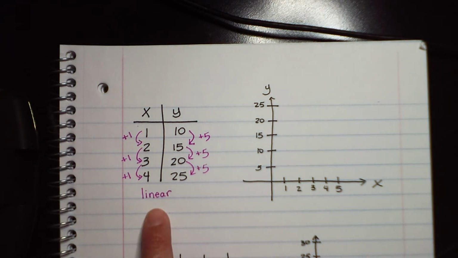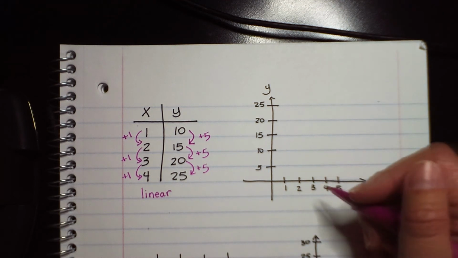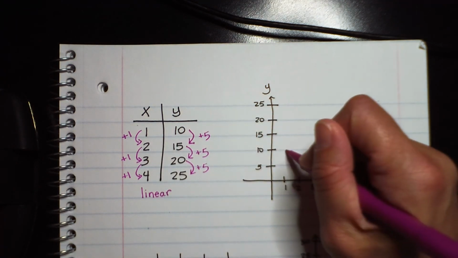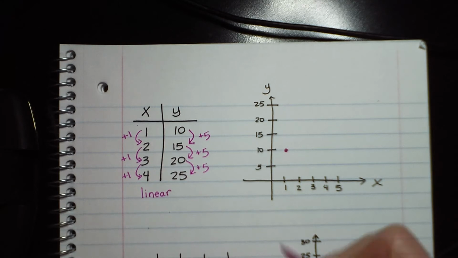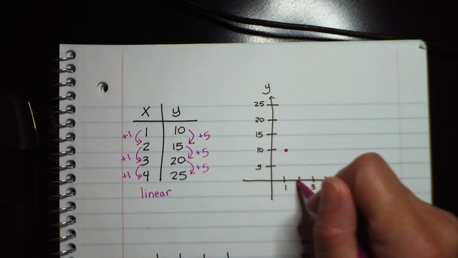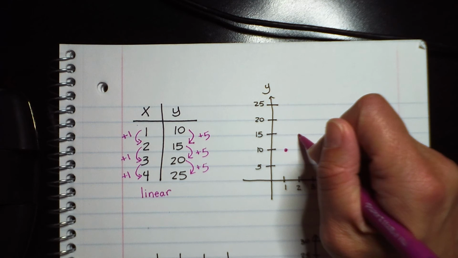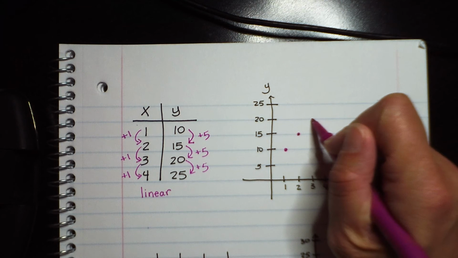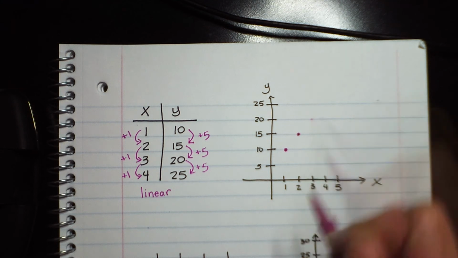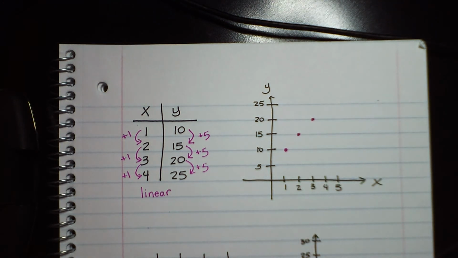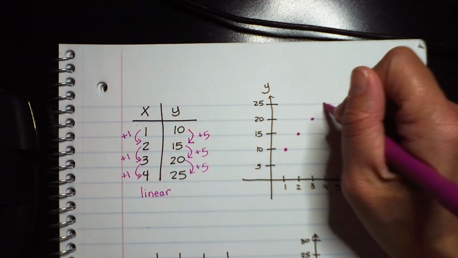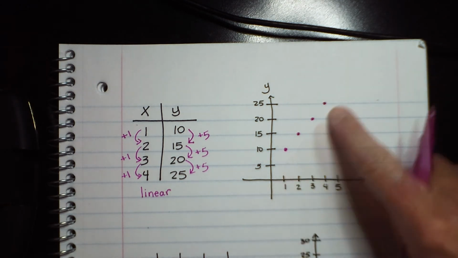If something has a constant rate of change, when I go to graph it, it should form a nice straight line. So let's check that. If my x value is 1 and my y value is 10, I'll have a point right about here. Then 2 and 15, over 2, up 15. And 3 and 20, over 3, up 20. And then 4 and 25, over 4, up 25. As you can see, the points line up in a nice straight line.